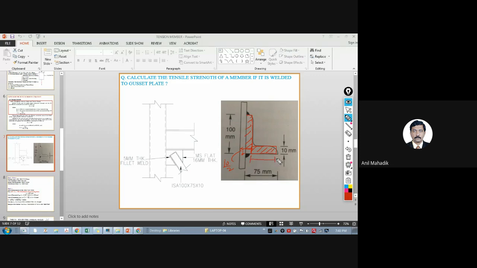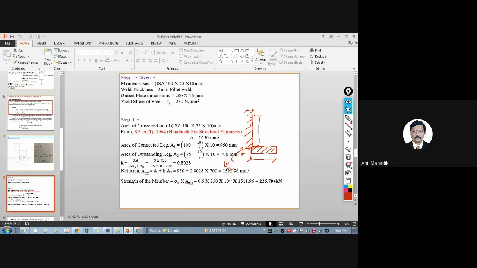Only this width into thickness. And in this case, this thickness into this width till this. So half I am subtracting. So you will see here 100 minus 10 by 2. 10 means thickness by 2, into 10 is the thickness of the member. So I think this is our 10.